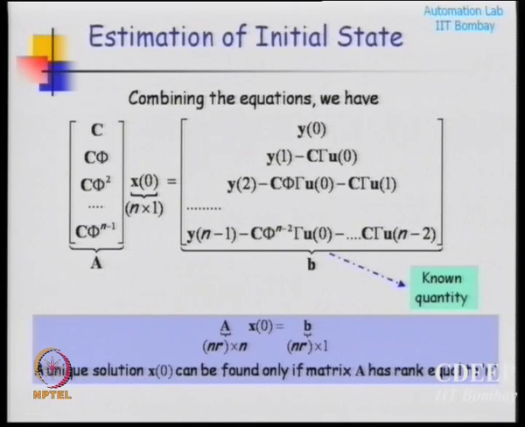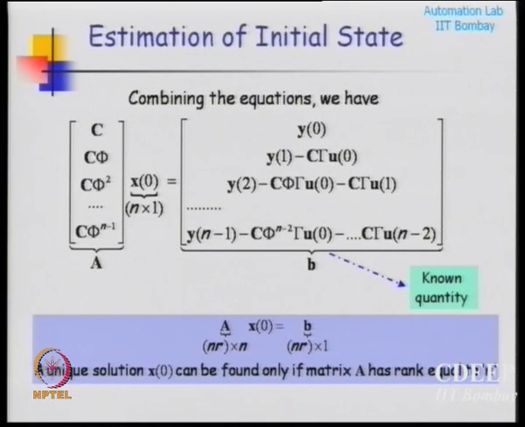In N unknowns. So this matrix is not a square matrix. This is a non-square matrix. In order that you can uniquely find x naught, the rank of this matrix should be equal to n. This is a fundamental condition on the discrete dynamic model.